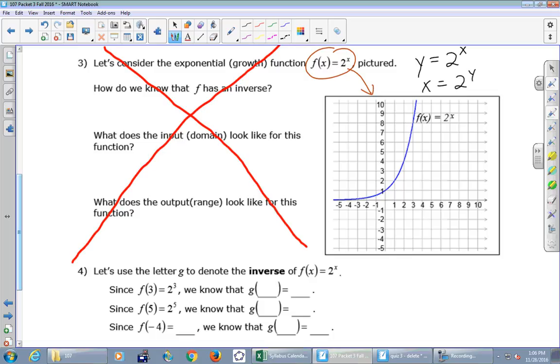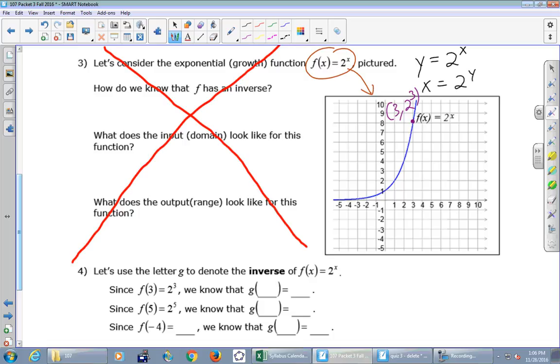So let's talk about this. f of 3 is equal to 2 cubed. Let's make sure we see that point. That's right here. You guys agree? 3 and then 2 to the 3, 3 comma 8. So what happens with the x and y when you go to an inverse function?